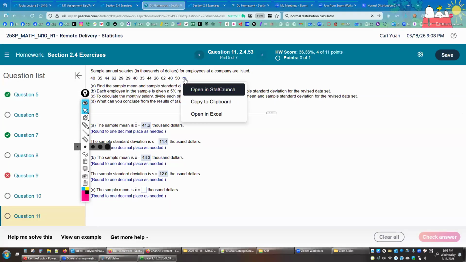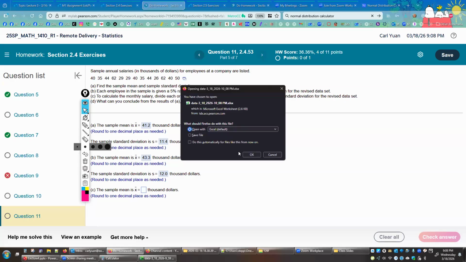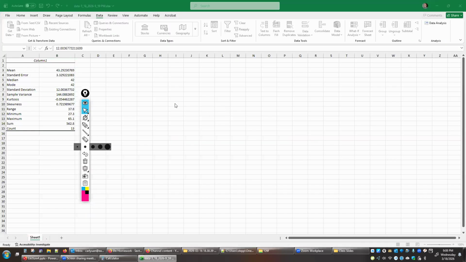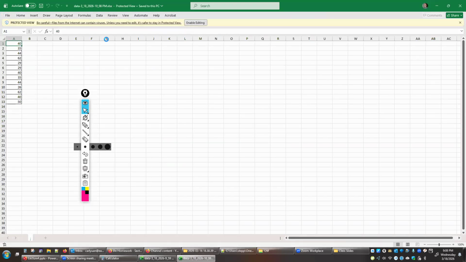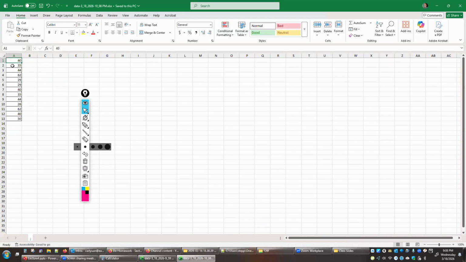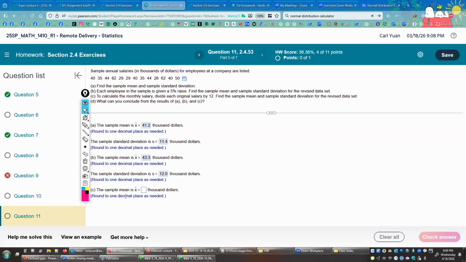Okay, so I'm going to click on the icon here, open in Excel. All right, so here's a new worksheet. This is the original data, and they want monthly, okay, monthly salary. So divide each salary by 12. Okay, so let's do that.